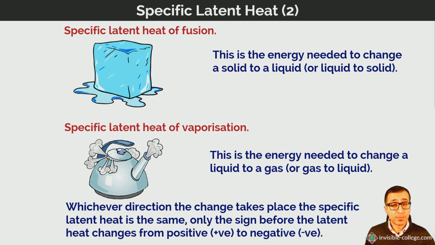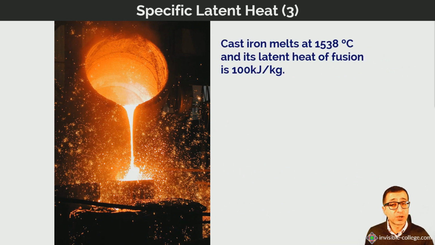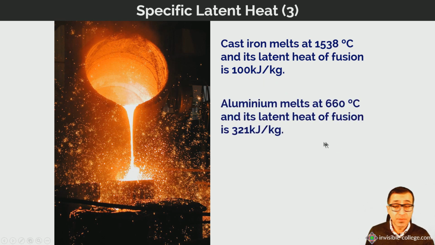So, to give you some examples here, the specific latent heat of fusion of cast iron is 100 kilojoules per kilogram. So cast iron will melt at this temperature once you supply 100,000 joules per kilogram of cast iron. Aluminium has a melting point of 660 degrees centigrade and has a specific latent heat of fusion of 321 kilojoules per kilogram.